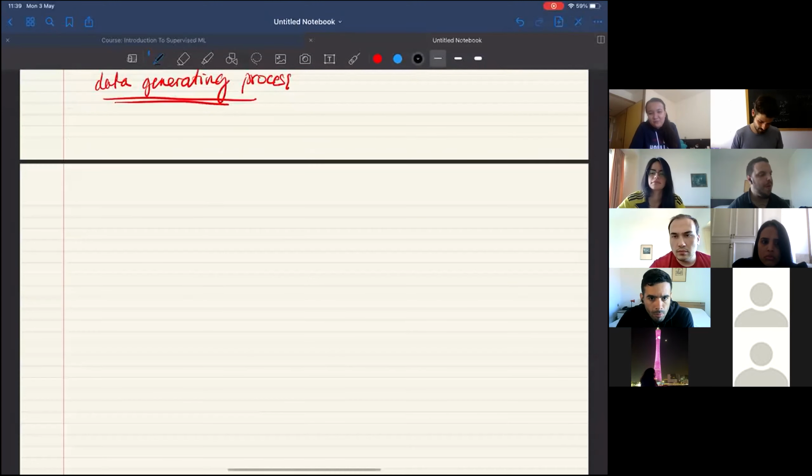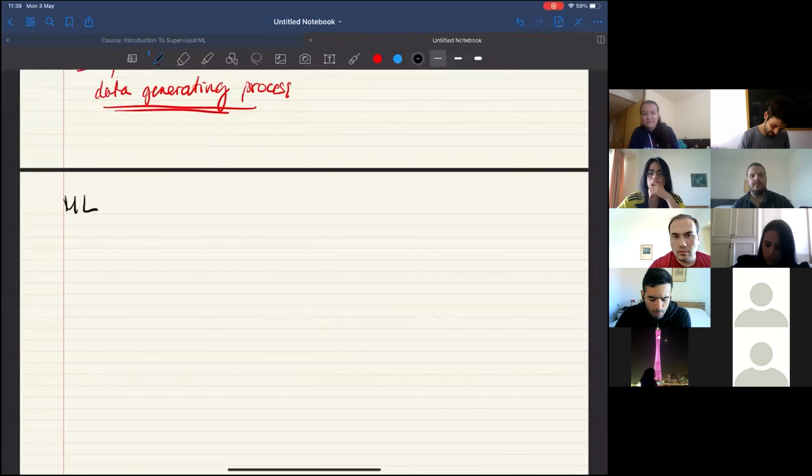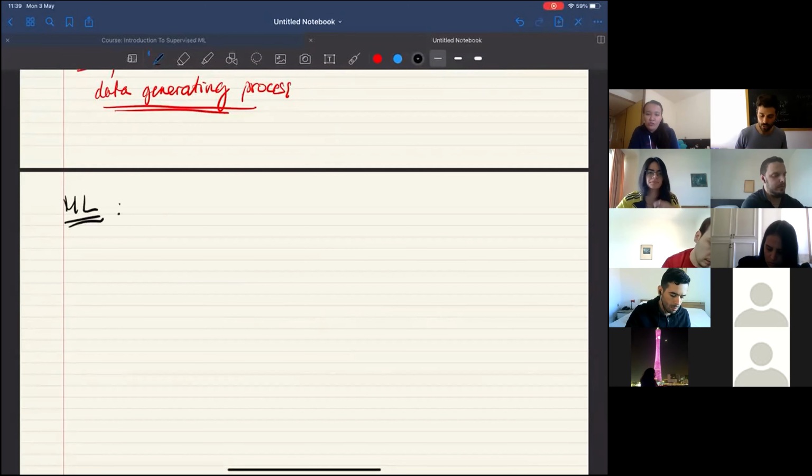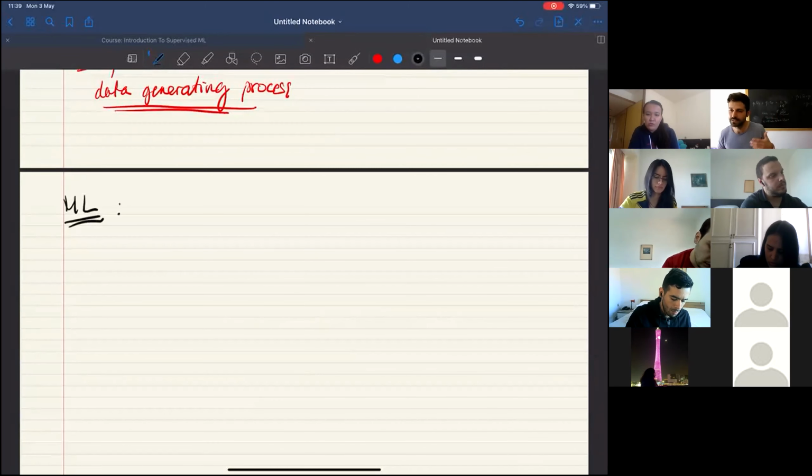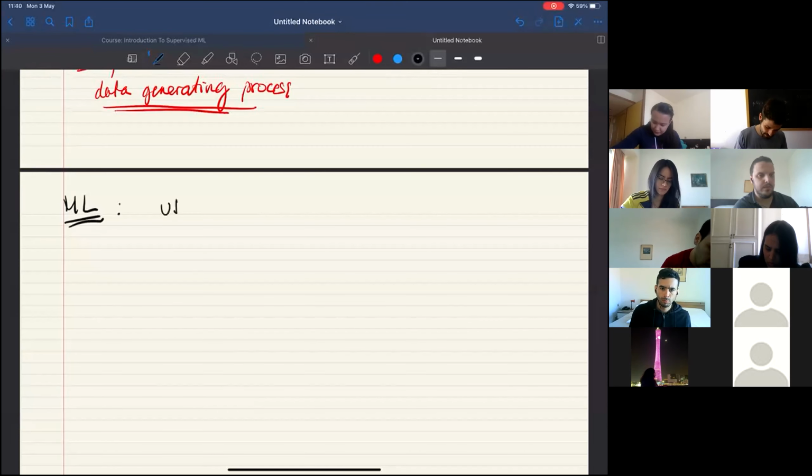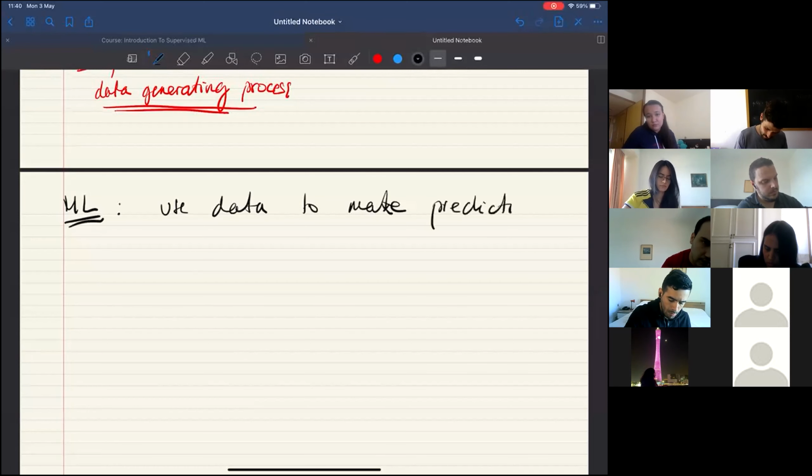Instead, what we are interested in this course is machine learning. So what's the difference? The difference is that you're not necessarily interested in estimating precisely some unknown. What you are interested in is to use data to make predictions. And you see, this is a very different concept.